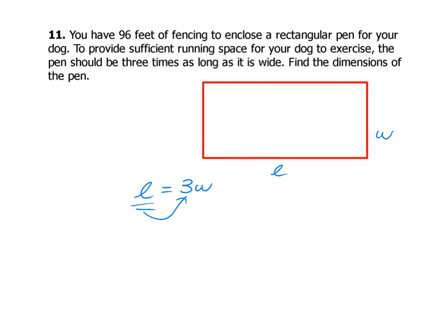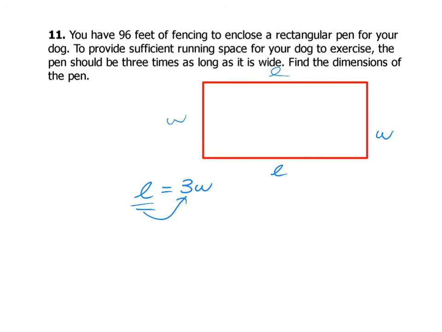Somebody asked me if we have to use the area of the rectangle. It doesn't ask for area. It just asks for the dimensions. So we just have to find the width and length. What other piece of information is important? It's 96 feet of fencing, correct? That's important.